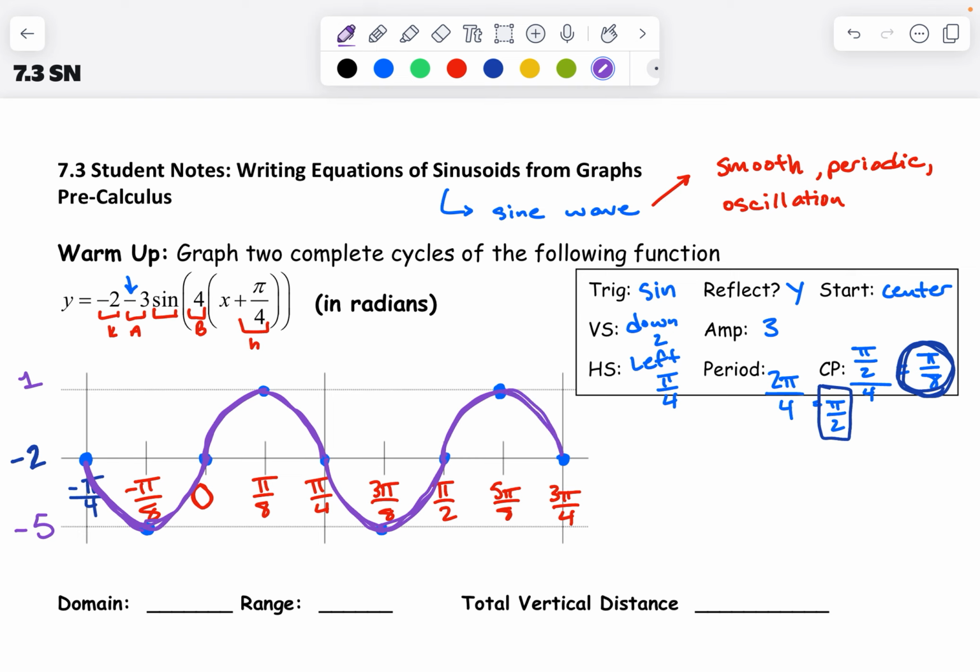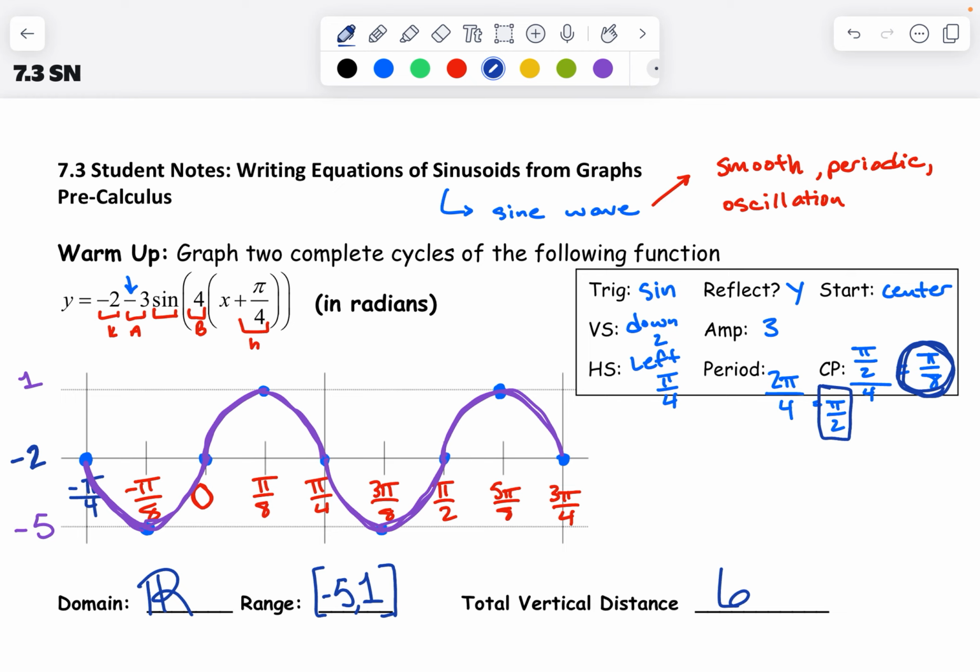Now, the domain of all sine and cosine waves is going to be all real numbers. The range is going to be based on my y values. My lowest is -5. My highest is 1. So I have a range in brackets, because they are included, of -5 to 1. And that's a total vertical distance of 6, because the total distance between -5 and 1 is 6.